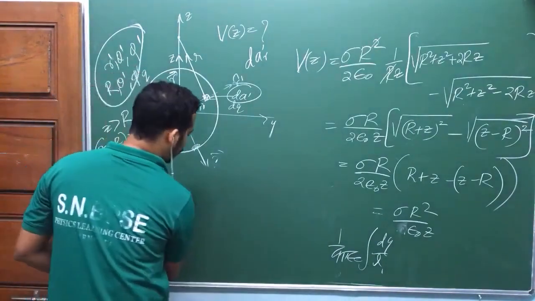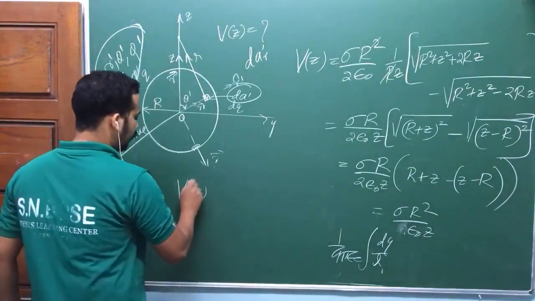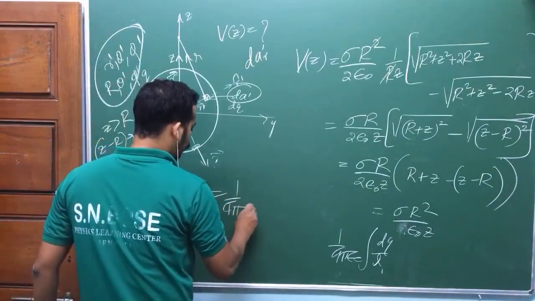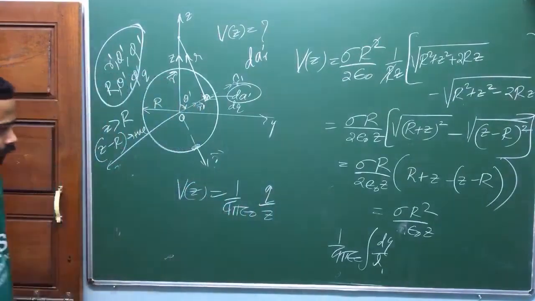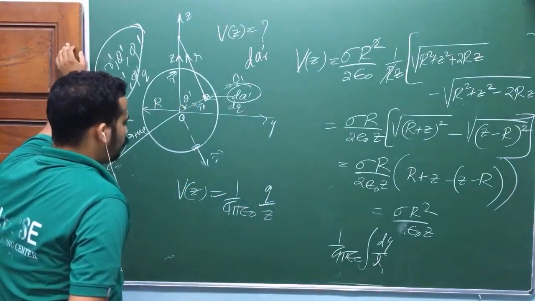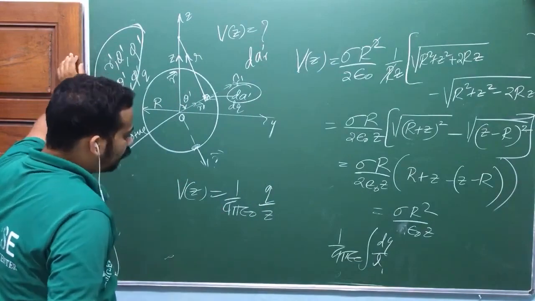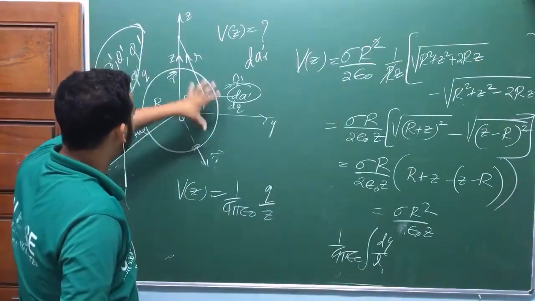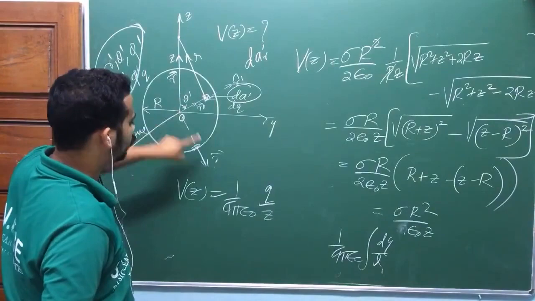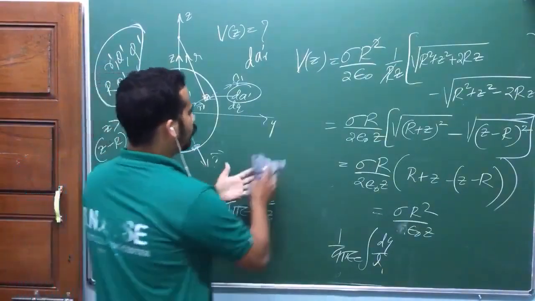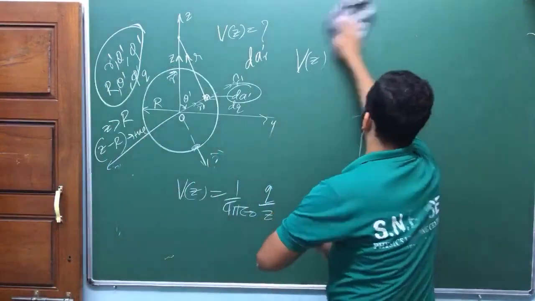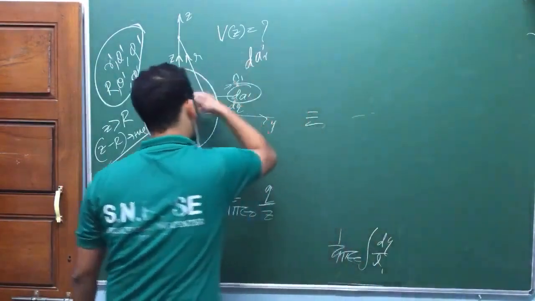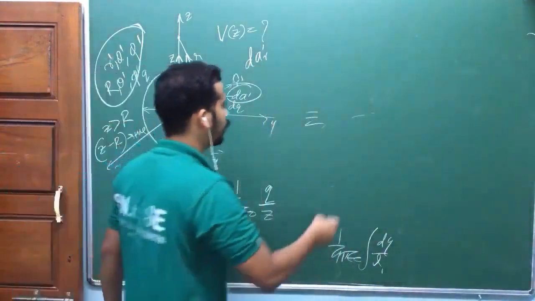When you see this potential, V at Z is equal to 1 by 4 pi epsilon naught, Q by Z, am I right? Now, it looks like if all these charges were concentrated at the origin, you would have got the same potential. So whatever potential you got outside is equivalent, but inside the potential is constant, and the same thing will not happen inside.